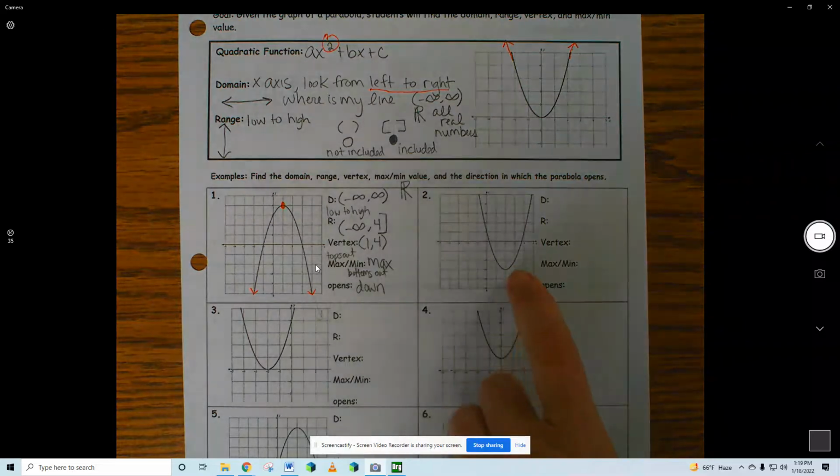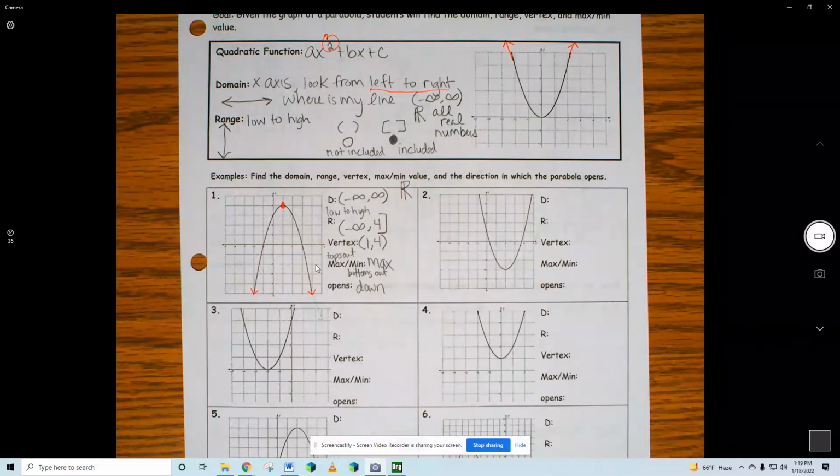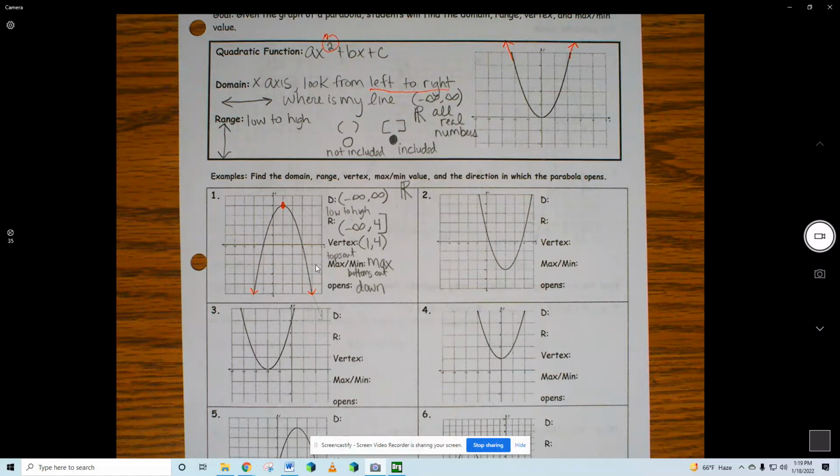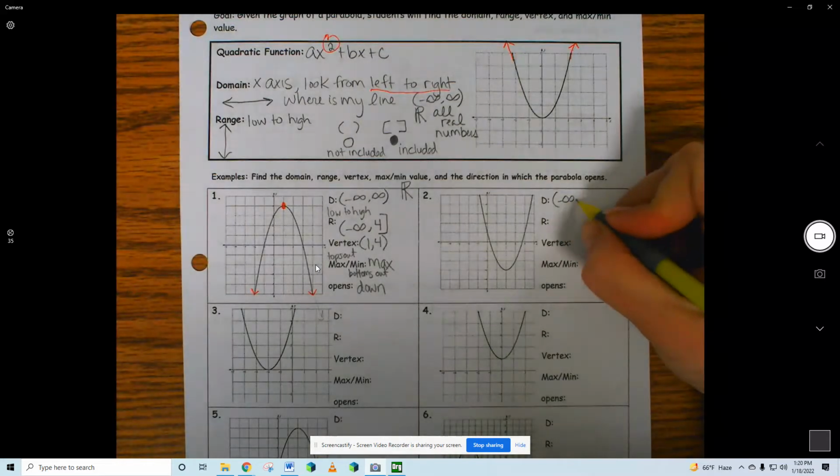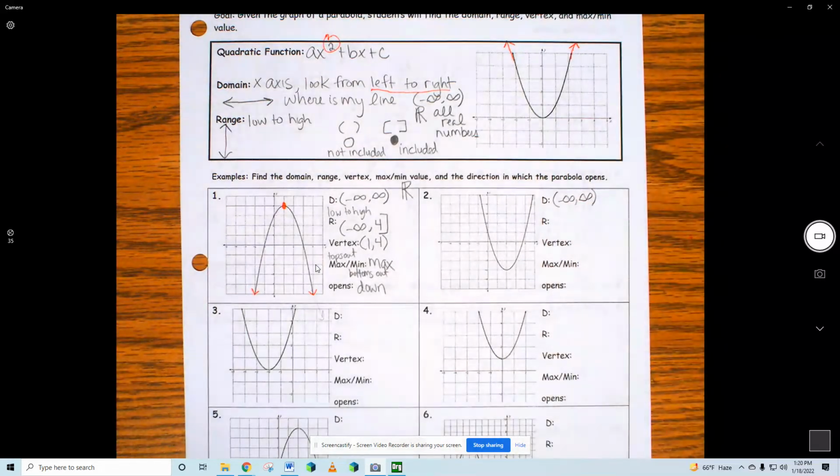Okay, number 2. Domain. This is an upward facing parabola. The arrow is going to go forever left. That's negative infinity way over there. Positive infinity way there. So the domain is all real numbers, which is negative infinity to positive infinity.